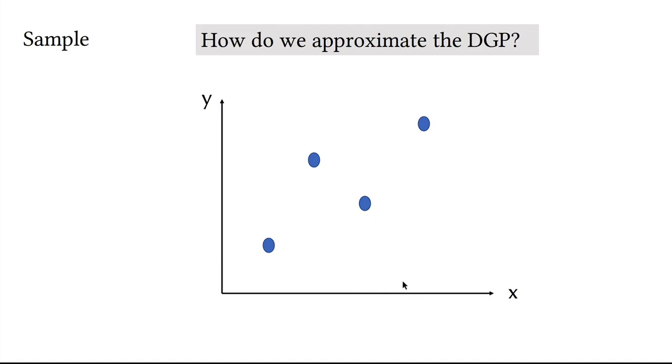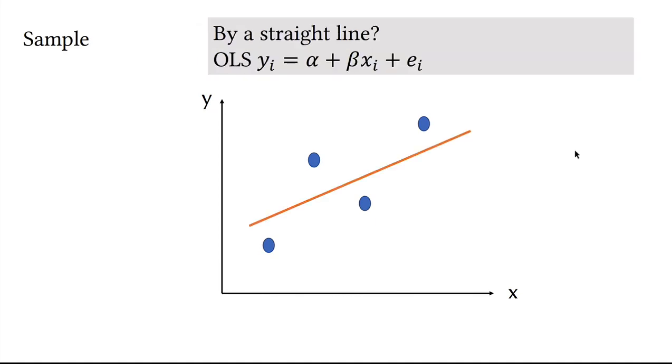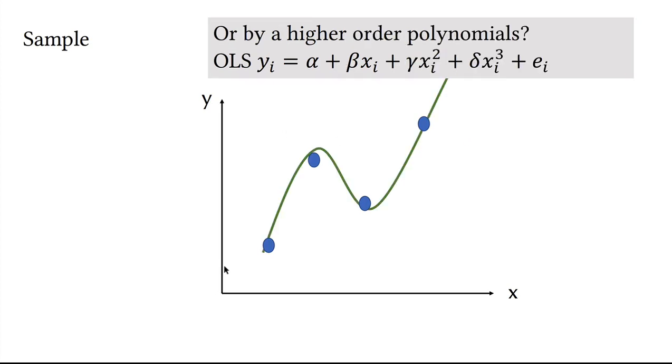So how do we approximate the data generating process? Again, we want to approximate it because the true data generating process is the best prediction model. For example, given the sample, we can approximate the DGP by a simple straight line, or OLS with 2 parameters, alpha and beta. Or we can also fit a higher order polynomial, for example, this kind of OLS regression, which will basically fit our 4 observations perfectly.